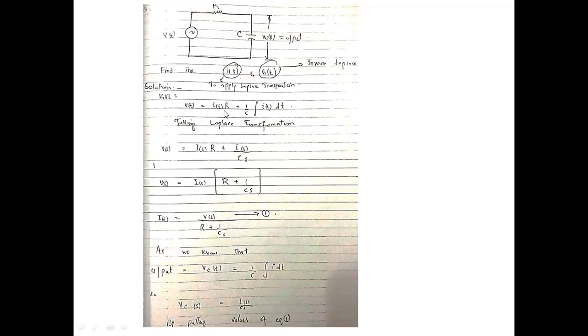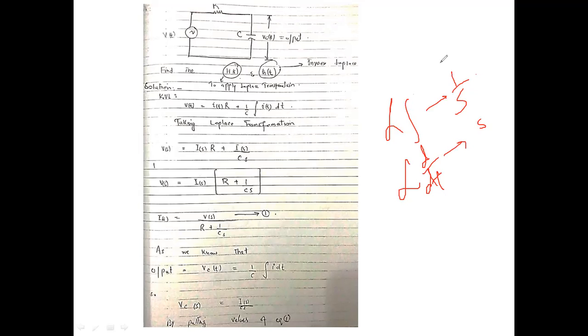So taking the Laplace transformation, V of S is equal to capital I of S into R plus 1 over C and I of S over S, because as we know the Laplace transformation of integration is equal to 1 over S. And the Laplace transformation of the d by dt derivative is S. As integration and derivative are the inverse of each other, similarly the Laplace functions of these two are also the reciprocal of each other. So I of S into R plus 1 over CS.